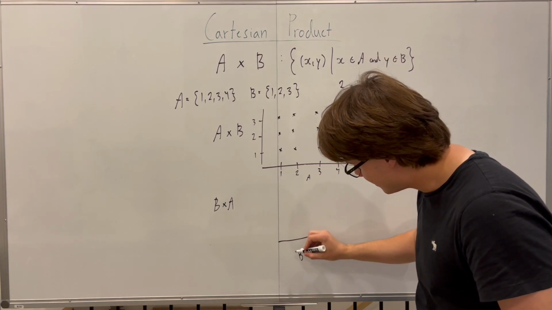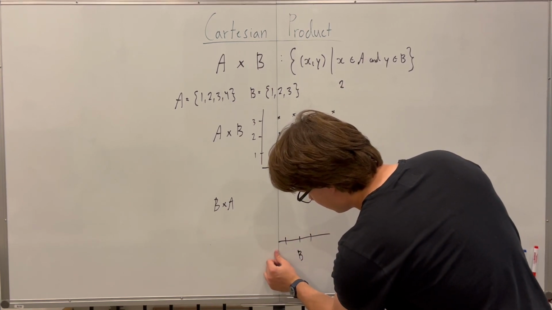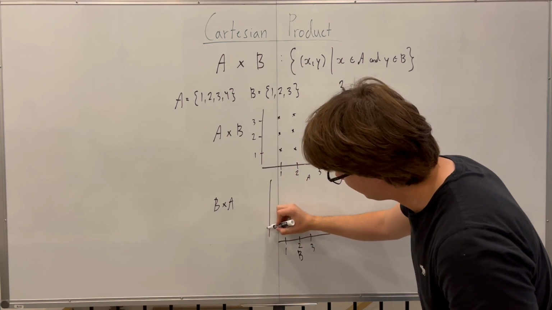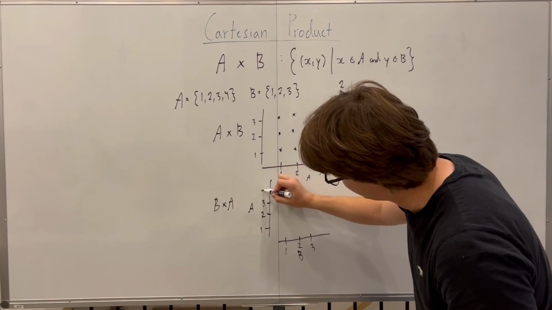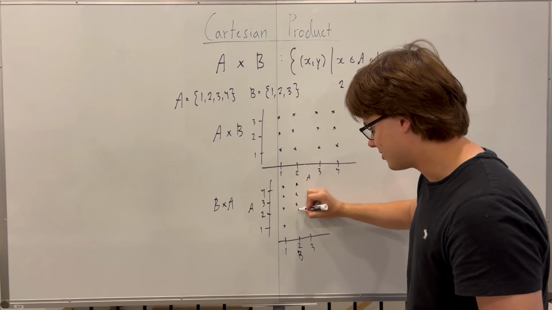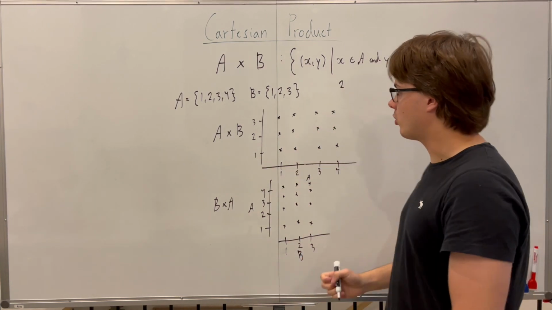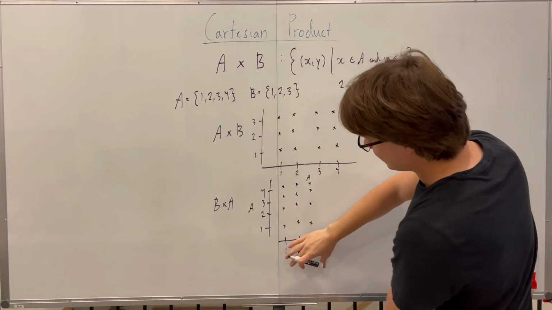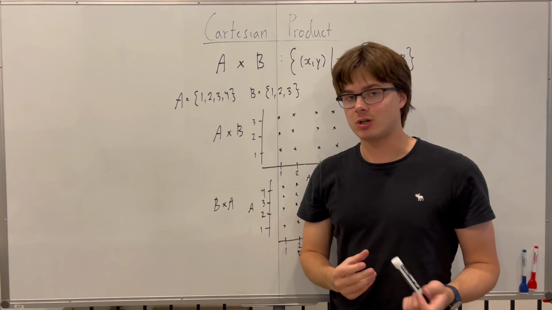Our B is going to be down here with our 1, 2, and 3. Oh, that's a 2. Should be a 1, 2, and 3, and our A this time is going to be vertical. It's going to be 1, 2, 3, and 4. And what you find is the number of ordered pairs is going to be the same, but when you look at your graph, quote unquote, it's going to be different. Notice how in this case we have more on the x-axis, whereas in this case we have more on the y-axis. So the order absolutely matters in your Cartesian product.